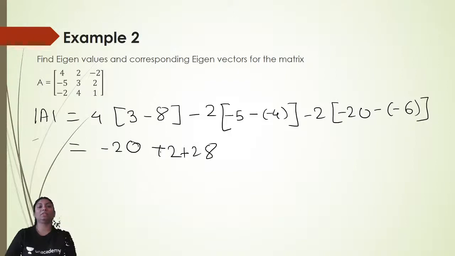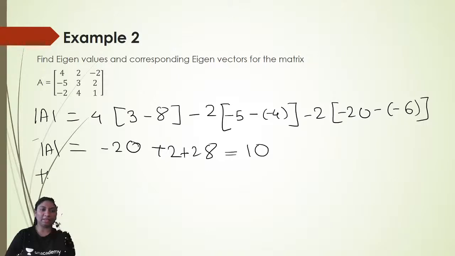So you will get 30 minus 20. So the determinant of A is equal to 10. Okay, so we are getting the determinant of A is equal to 10. Now once we get the determinant of A is equal to 10, then what will we get?